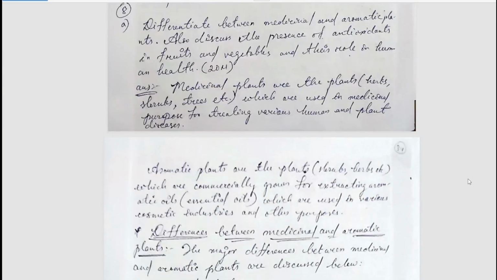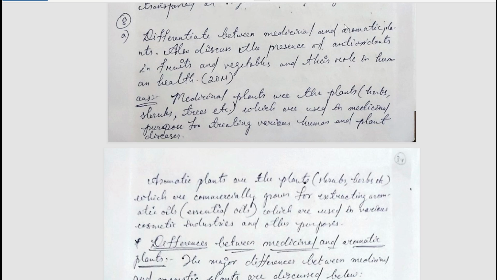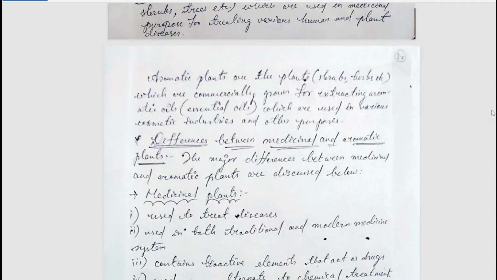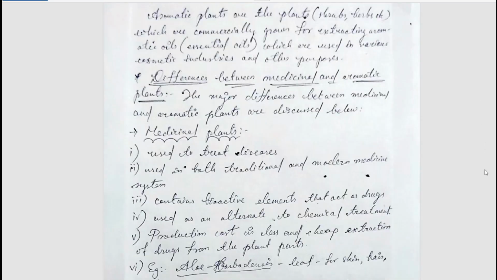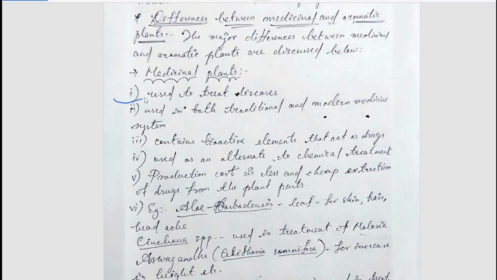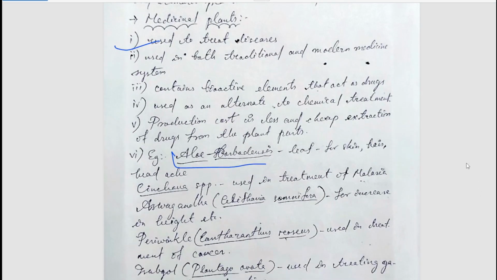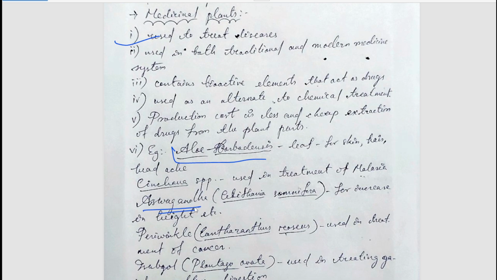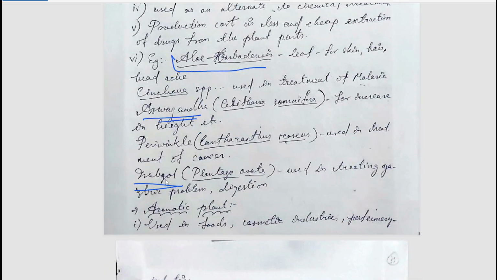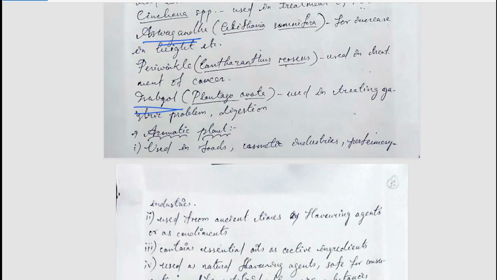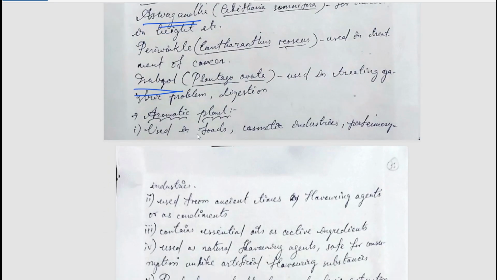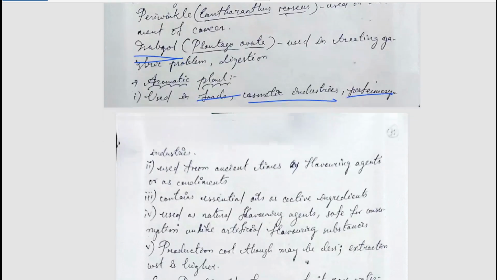The next question is: differentiate between medicinal and aromatic plants. Also discuss the presence of antioxidants in fruits and vegetables and their role in human health. First of all, we will see the difference between medicinal and aromatic plants. Medicinal plants are used to treat diseases, obviously, we all know it. And other good points have been mentioned. For example, aloe vera, ashwagandha, and ispagol are all medicinal plants. And aromatic plants are those used in food, cosmetic industry, and other industries.